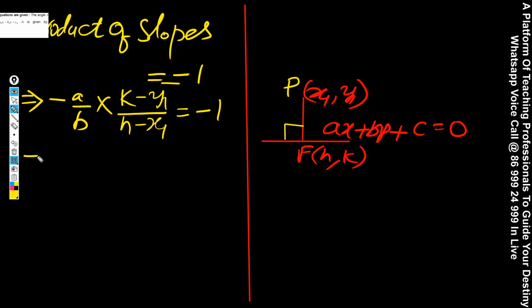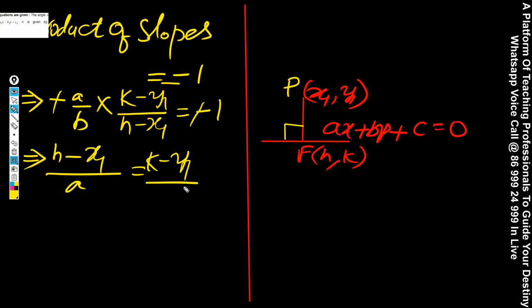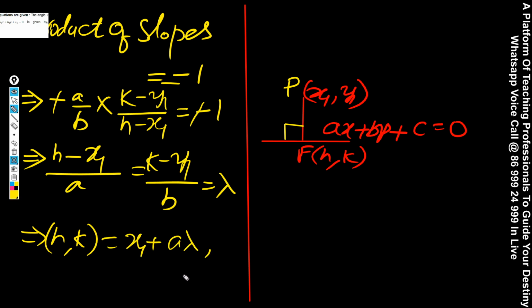Now rearrange it. H minus X1 by A, cross multiplying this, the minus minus gets cancelled, is equal to K minus Y1 by B, which is equal to lambda. Then let me write H comma K. What is H comma K? X1 plus A lambda comma Y1 plus B lambda.